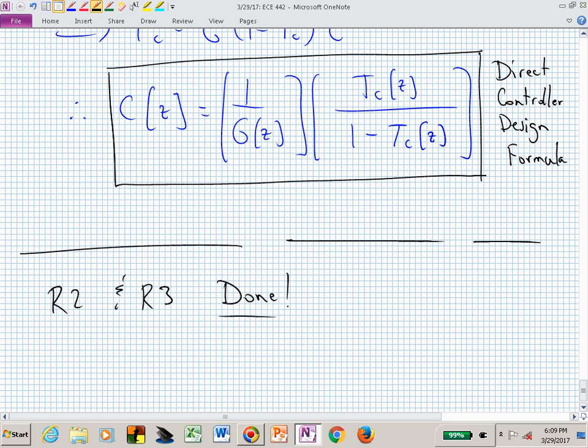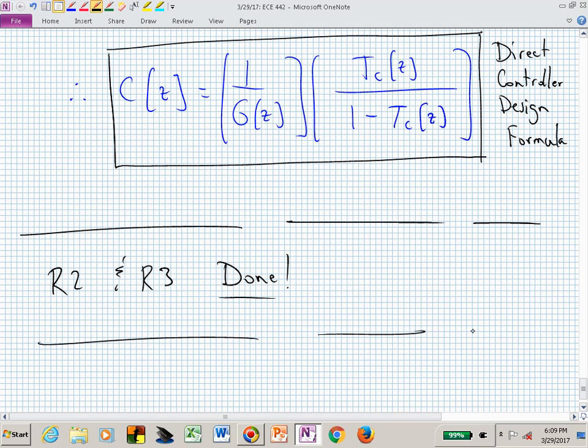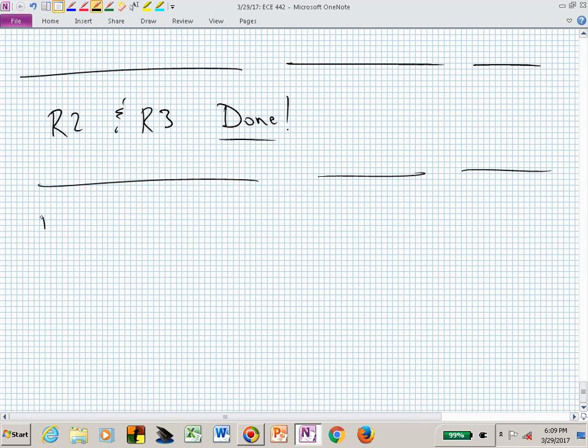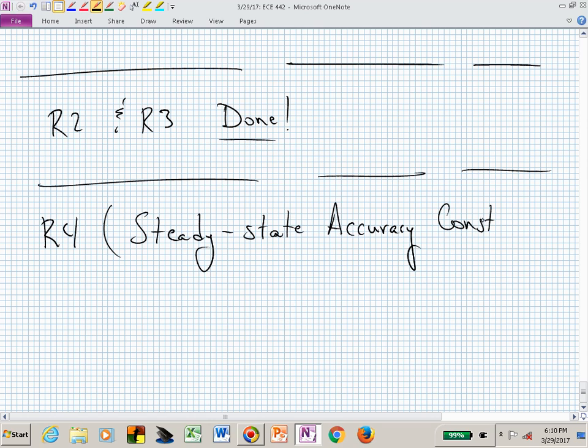So we're done with restrictions 2 and 3 justification-wise. And what you can do is you can start to look at that relative to this design formula and see if that indeed does make sense. So let's now look at the last restriction, R4, which was dealing with steady state accuracy, or you might refer to that as the steady state accuracy constraint.